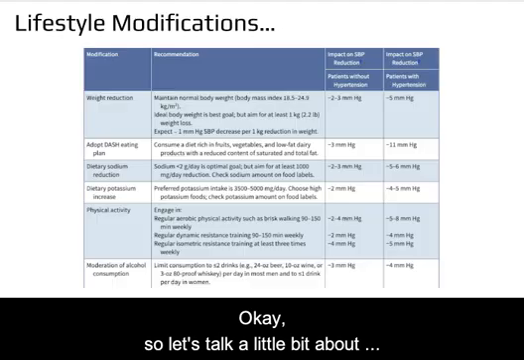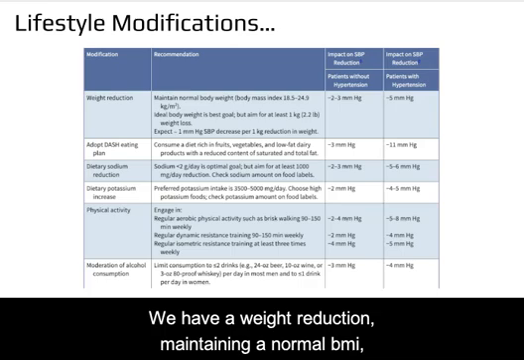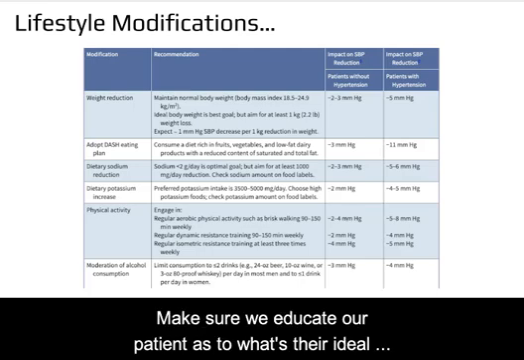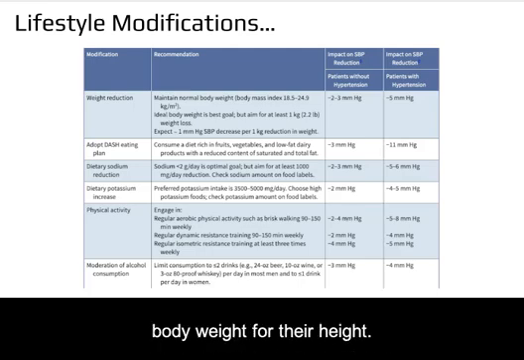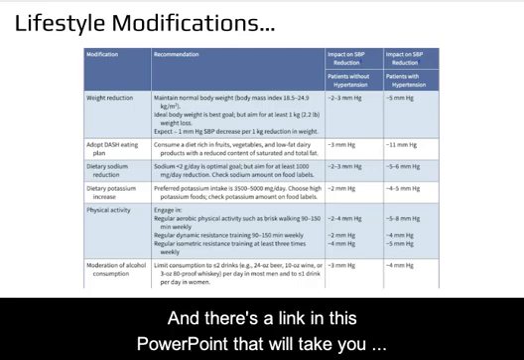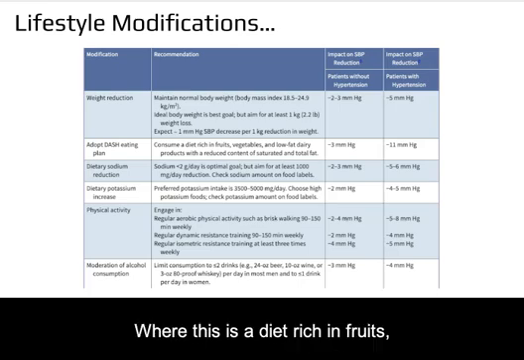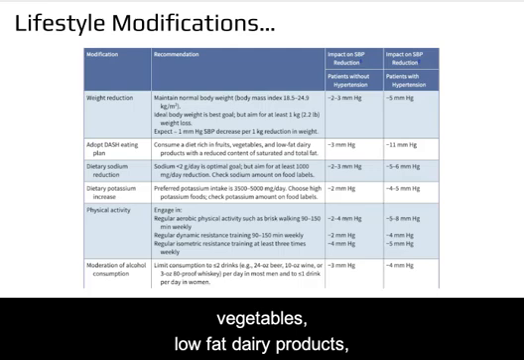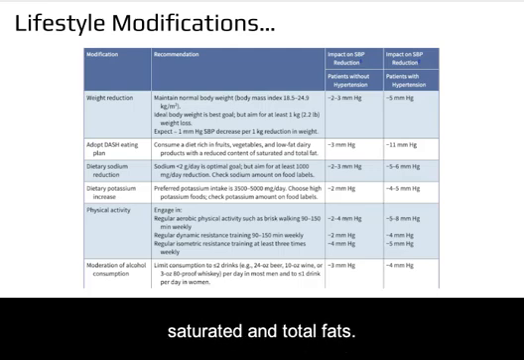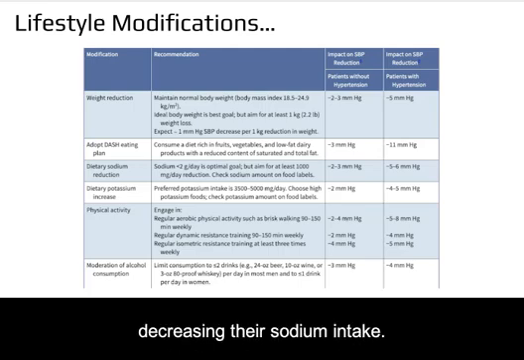Okay, so let's talk a little bit about these lifestyle modifications. We have weight reduction, maintaining a normal BMI, ideal body weight. Make sure we educate our patient as to what's their ideal body weight for their height, right? Then we want to teach them about the DASH diet. And there's a link in this PowerPoint that will take you to a site where you can learn more about the DASH diet, right? This is a diet rich in fruits, vegetables, low-fat dairy products with reduced saturated and total fats.